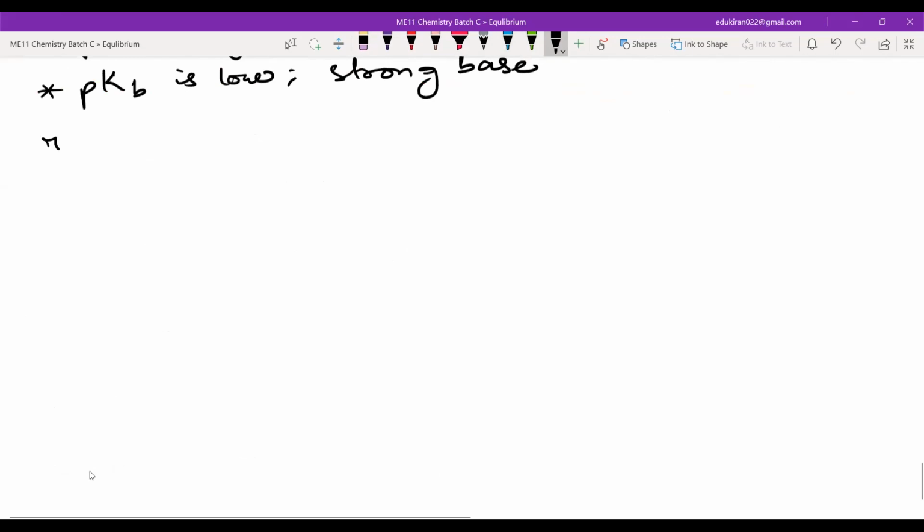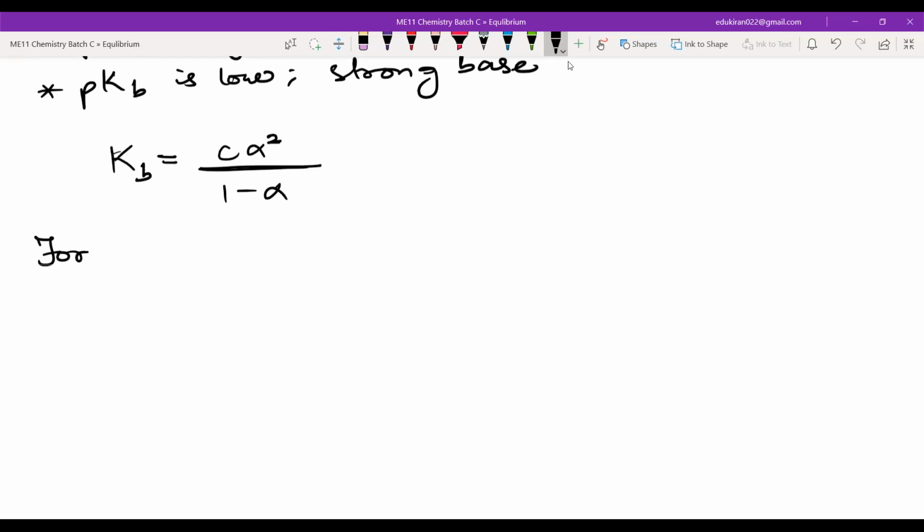Now we can write for weak bases, what will happen? First of all, since we have written the Ka, we can also write Kb in terms of alpha. The same equation will be there. Kb will be equal to C alpha square, where alpha is the degree of dissociation. It doesn't matter whether it is acid or base, it is just the fraction of molecules that is getting dissociated, divided by 1 minus alpha.